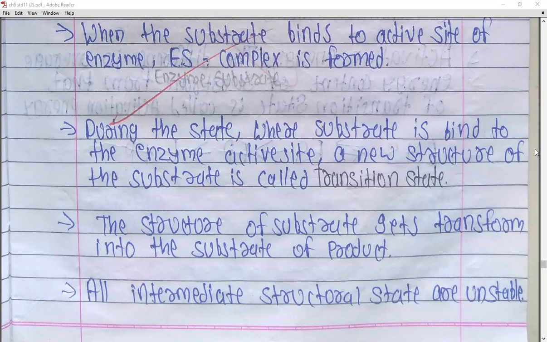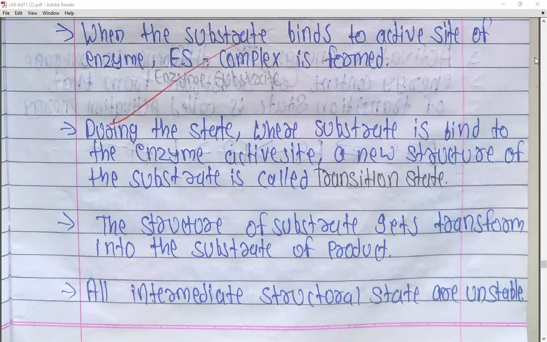Now the structure of the substrate gets transformed into the structure of the product. Whatever the structure of the substrate is, once it binds with the enzyme's active site, it gets transformed into the structure of the product. It forms the changes, and when it forms the changes, that is said to be the product.